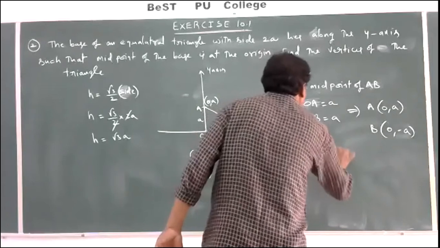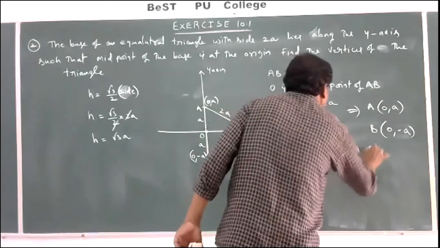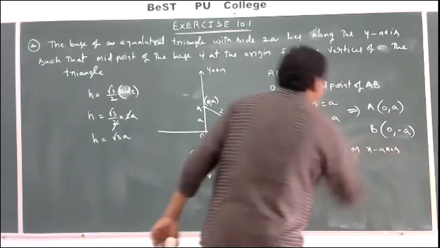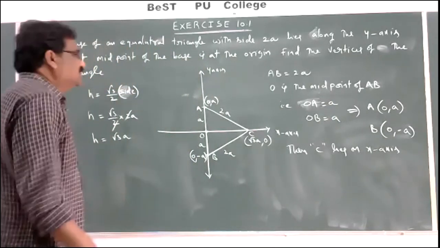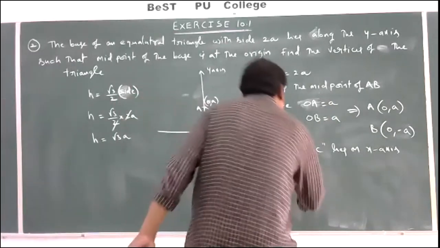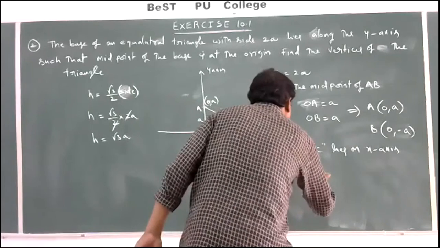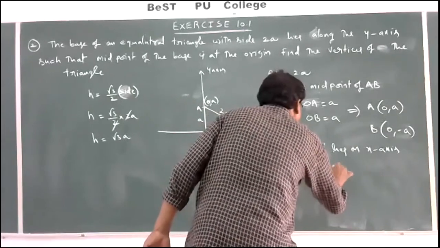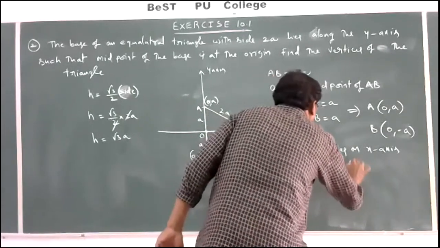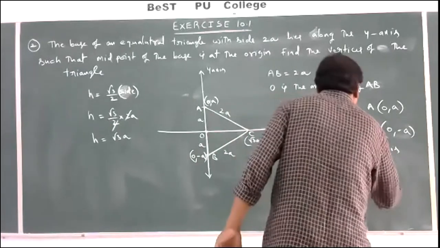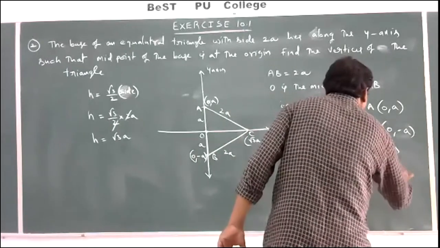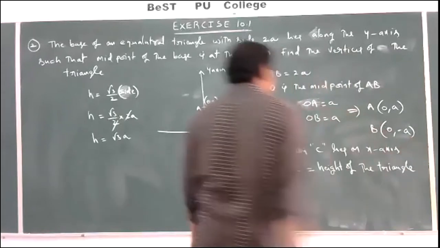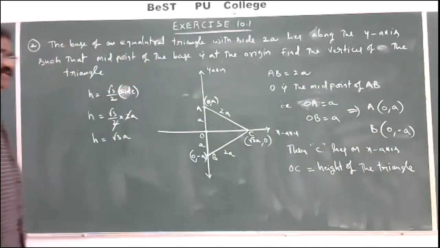C lies on the x-axis. OC is equal to the height of the triangle.